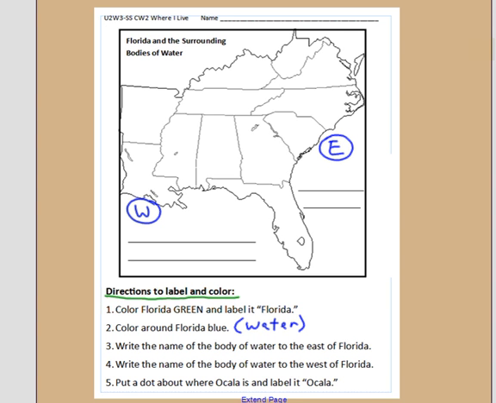Last, you're going to put a dot about where Ocala is. I'm not going to be too picky as long as you know about where it is. We're not at the top north part of the state. We're not at the south and the bottom. We're not on either coast. We don't have a beach by us. We're kind of in the middle. Put a dot about where Ocala is and label it Ocala. Be sure you spell it right. It is your town. Ocala. Don't forget, all of these words are proper nouns. They're names of things. Their state, our town, and the water. So we're going to make them with capital letters.